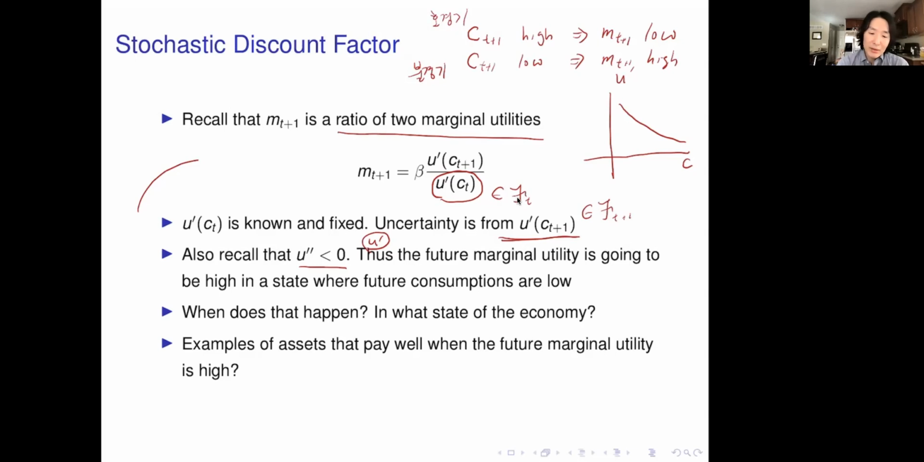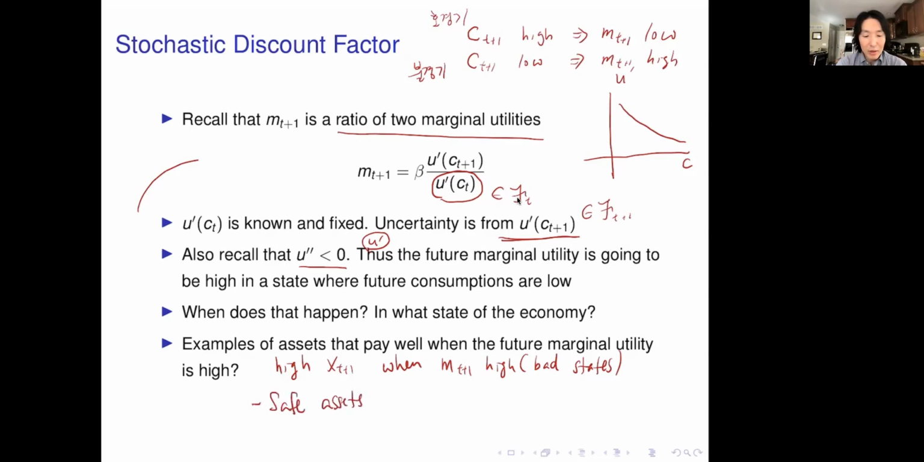So what are the examples of assets that pay well when the future marginal utility is high? 미래의 marginal utility가 높을 때 xt plus 1이 높은 asset이 어떤 것일까요? So what kind of assets will have high future payoff xt plus 1 when marginal utility is high? In other words, bad states. When things are bad, what kind of assets will pay high when things are bad? Can you imagine some? Safe assets.